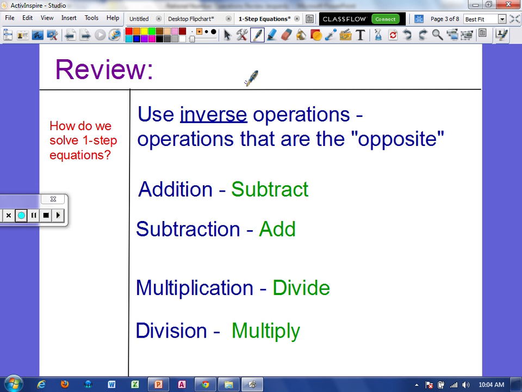Alright, whenever we solve a one-step equation, we have to use inverse operations. And inverse just means basically that it's like the opposite operation. So if we have an addition problem, we would want to subtract to find the value of the variable. If it's a subtraction problem, we would add. If it is a multiplication problem, we will divide. And if it's a division problem, we will multiply.